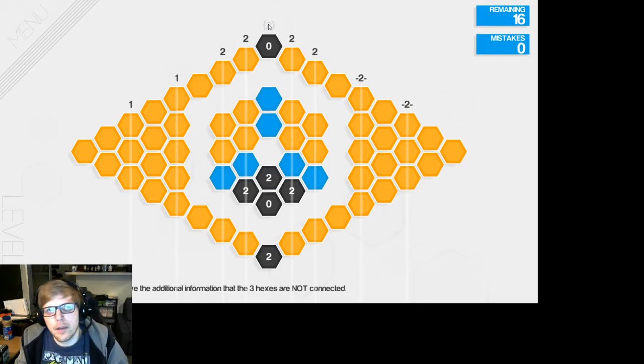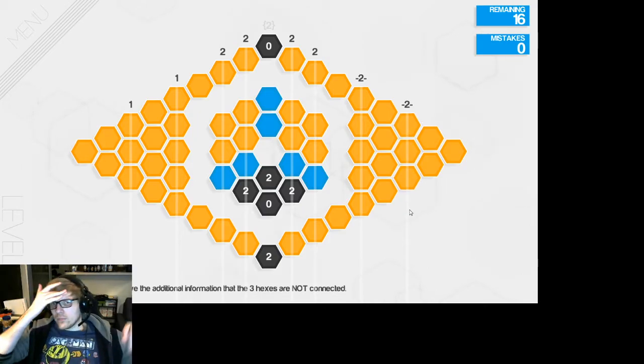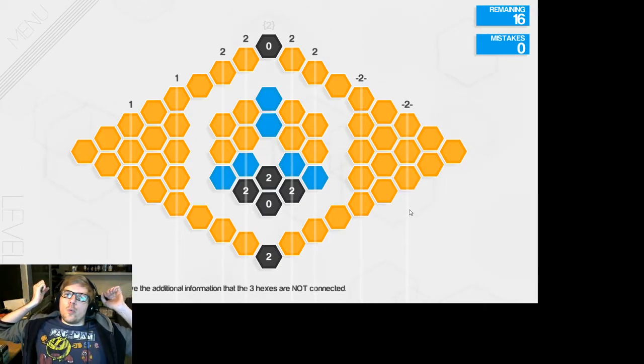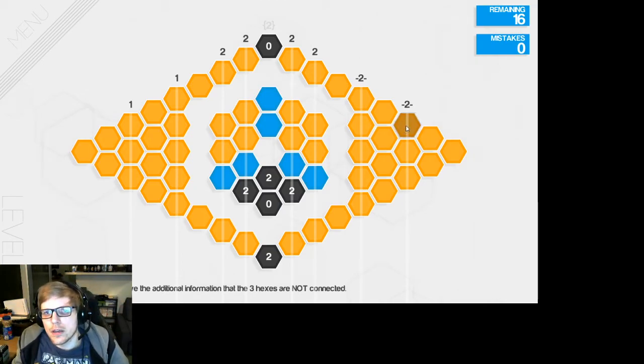Just like we had on the other side, we don't know which of these is blue, and we don't know which of these is blue. Unlike the other side, this is a column of 2 where they're not connected instead of 1, but we still don't know which ones. And then here we actually can tell.